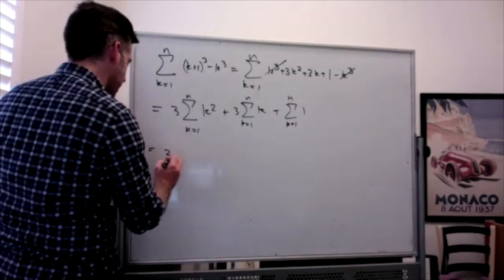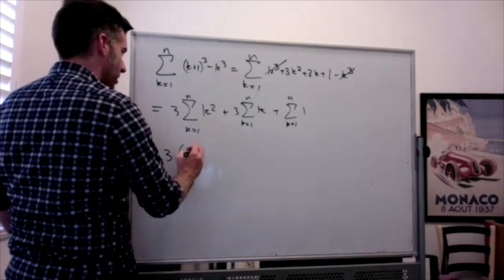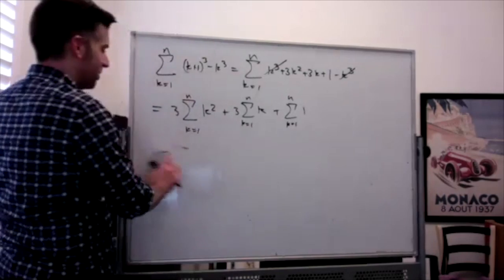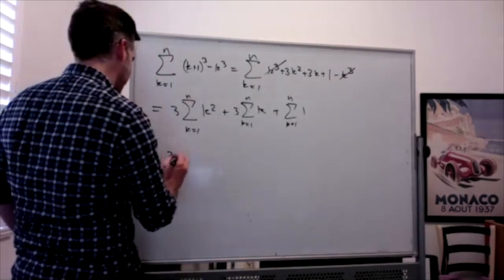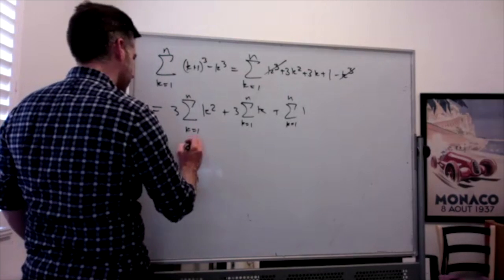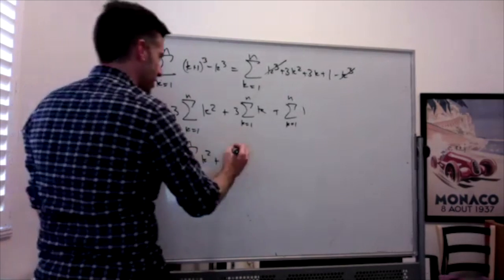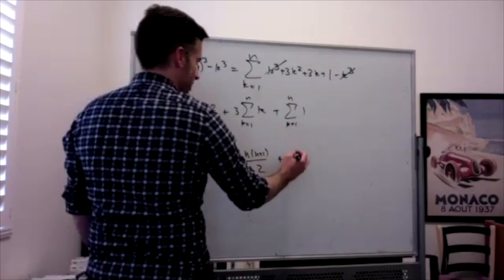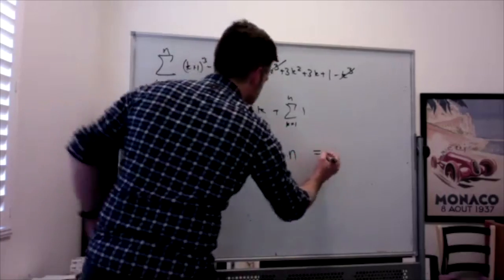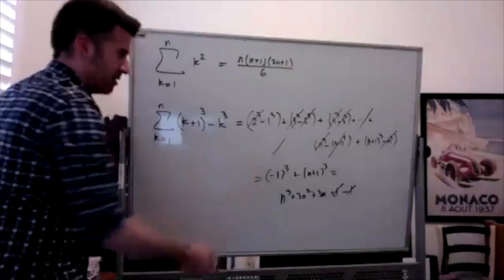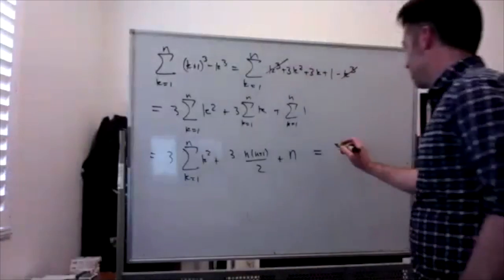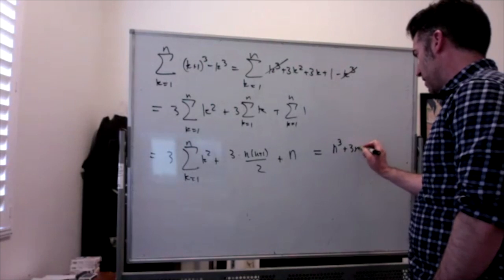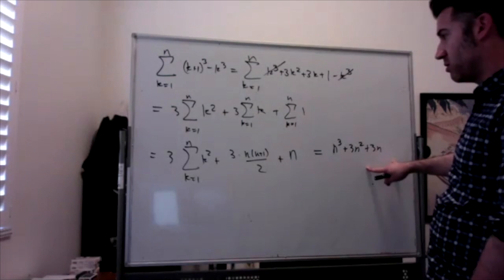So this is 3 times the formula for this, oh no, we're trying to solve for that one, sorry. We don't know that one. This is equal to 3 times the thing we're trying to solve for. Plus, we know the formula for this is 3 times n plus 1 over 2, plus the formula for this is n. And we know that this is equal to that, n cubed plus 3n squared plus 3n. Right? So then what we can do is we basically bring this over.